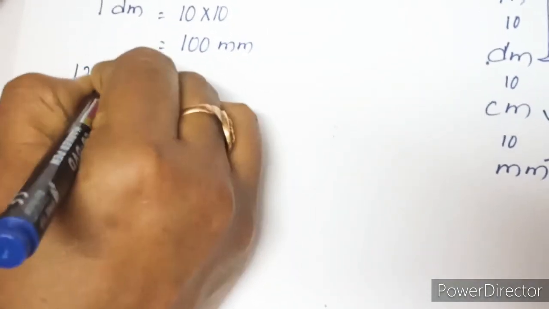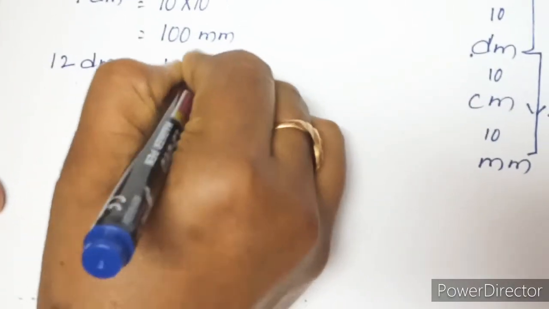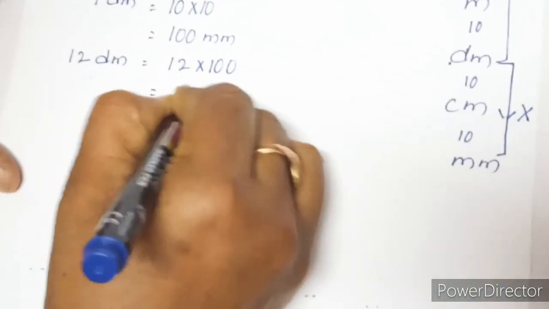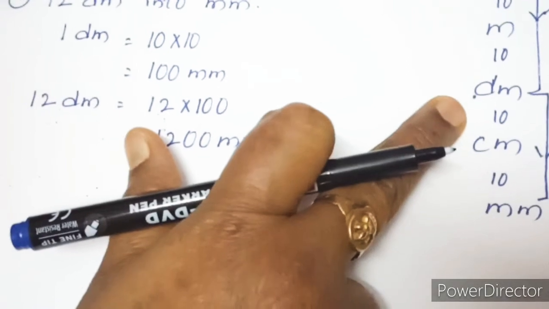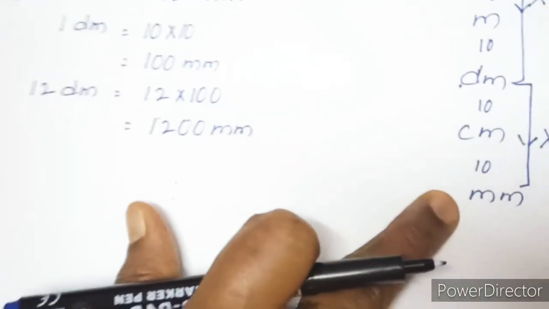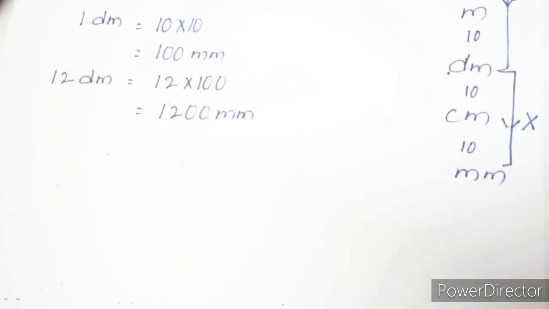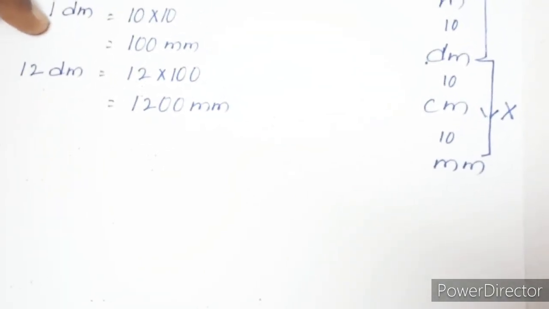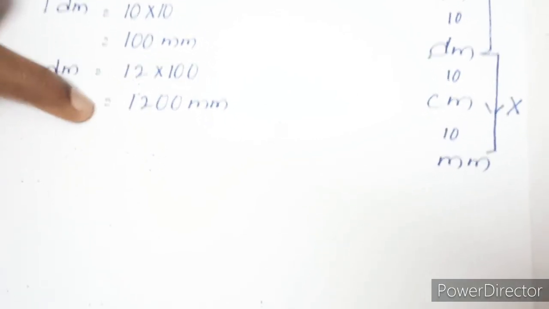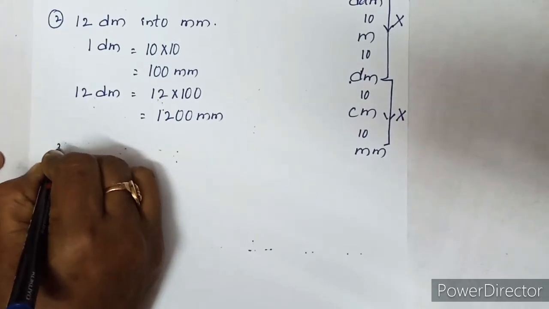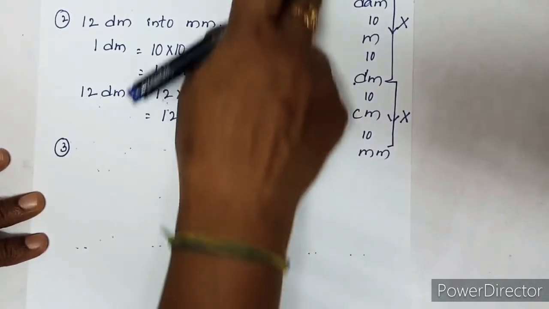12 decimeters is equal to 12 into 100, which is 1200 millimeters. As you can see in the question again, we are converting decimeter to millimeter. Decimeter is the higher unit, millimeter is the smaller unit. We are converting from higher unit to smaller unit. 1 decimeter is equal to 100 millimeters, so 12 decimeters is equal to 12 into 100, 1200 millimeters. Now we will see how to convert from lower unit to the higher unit.